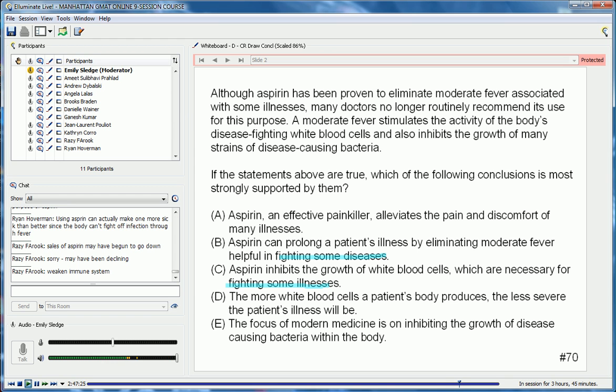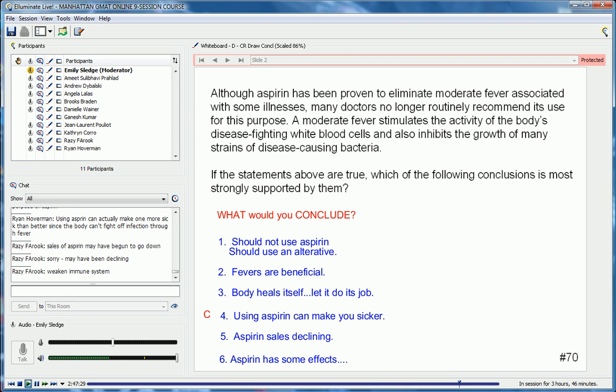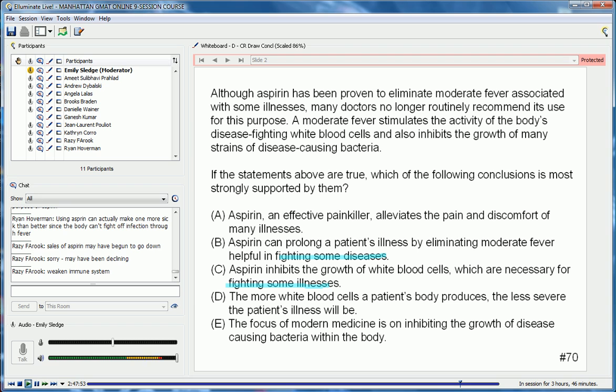Yeah, that's interesting, and I wanted to take that chance to hop back here and point out that some of the things we anticipated as possible conclusions, things like using aspirin can make you sicker, or that it has some negative effects, or that the fevers aspirin is supposed to be addressing are actually beneficial. I think we were anticipating choices like B and C that say aspirin can prolong illness, and they both use these words, fighting some diseases, fighting some illness, and how aspirin might interfere with that. So just give a smile if you were like Brooks, drawn to choices that said something in that ballpark. Because after all, that seems like what they're saying up here.